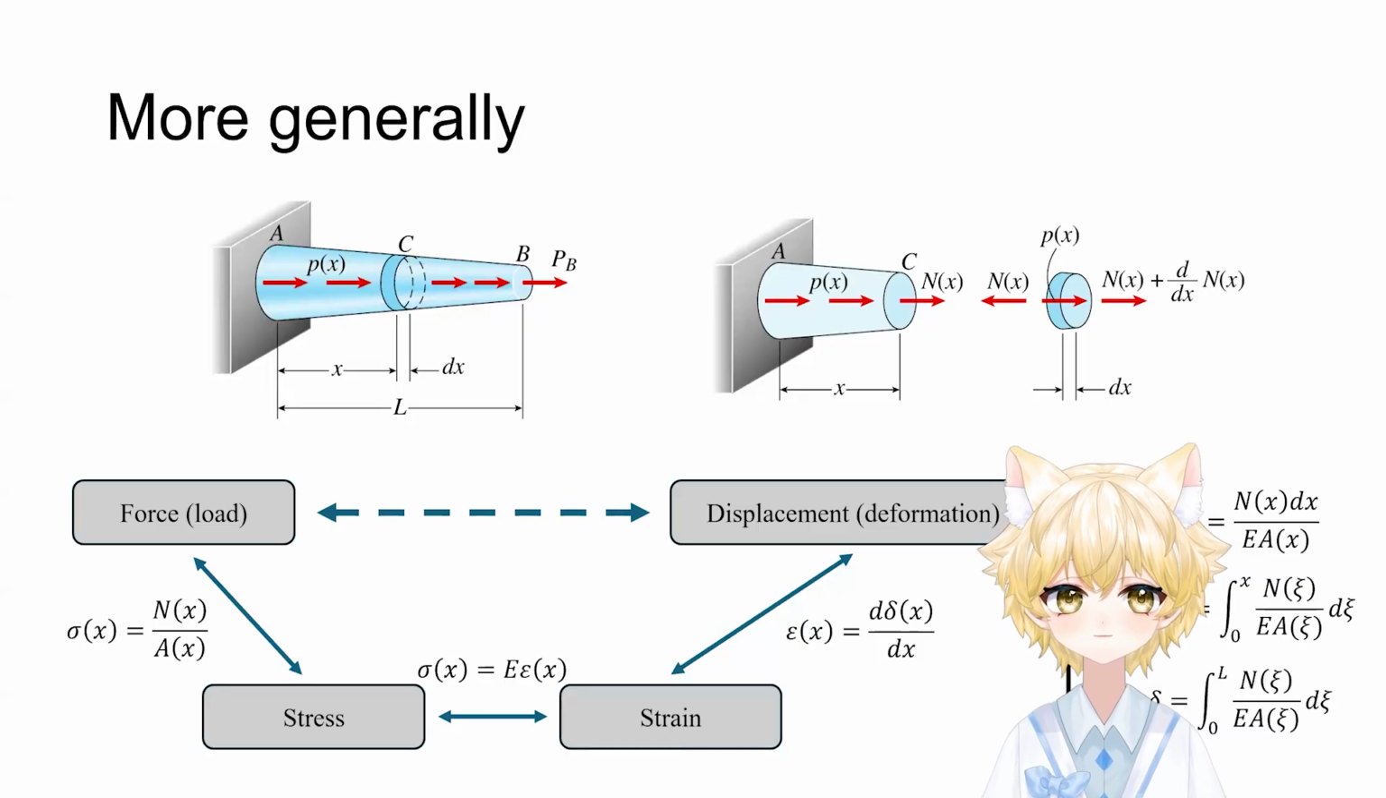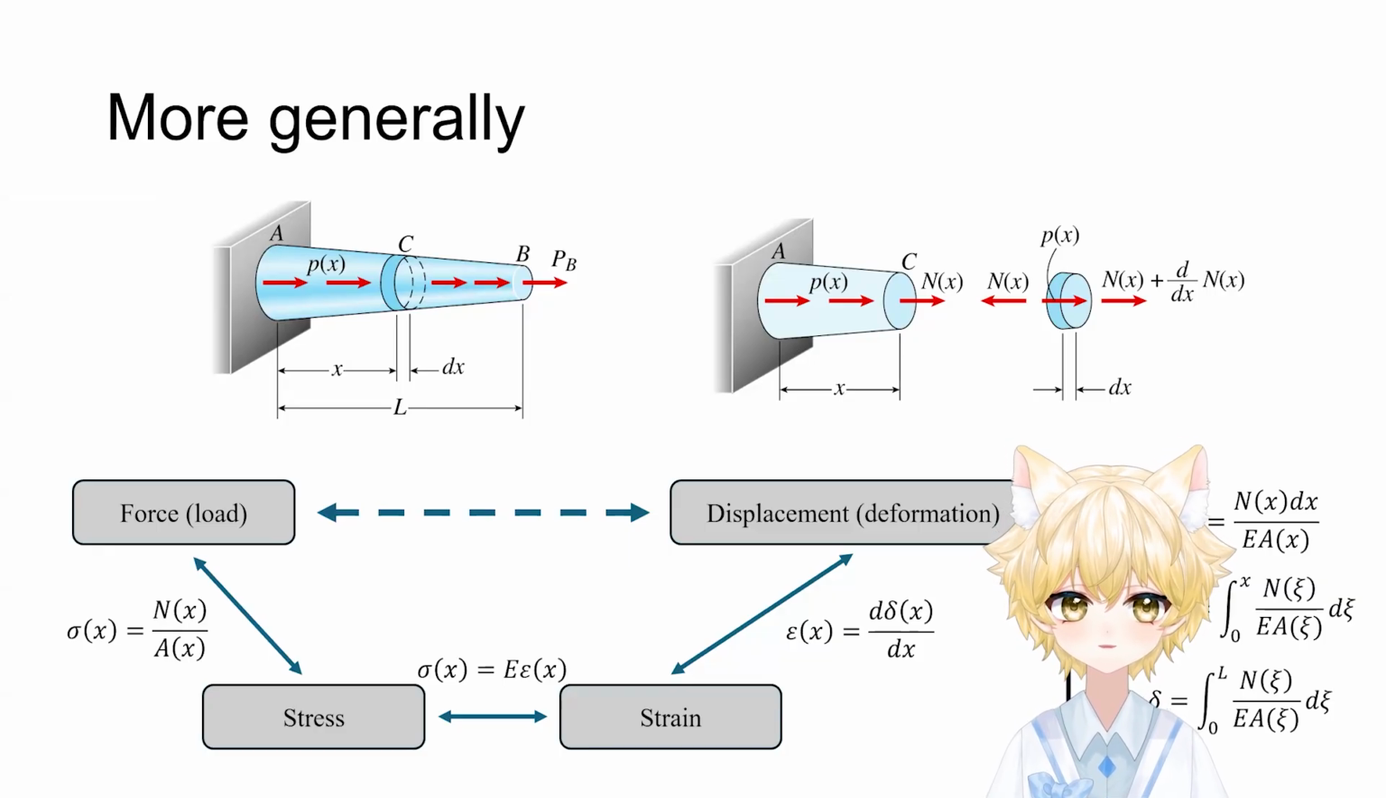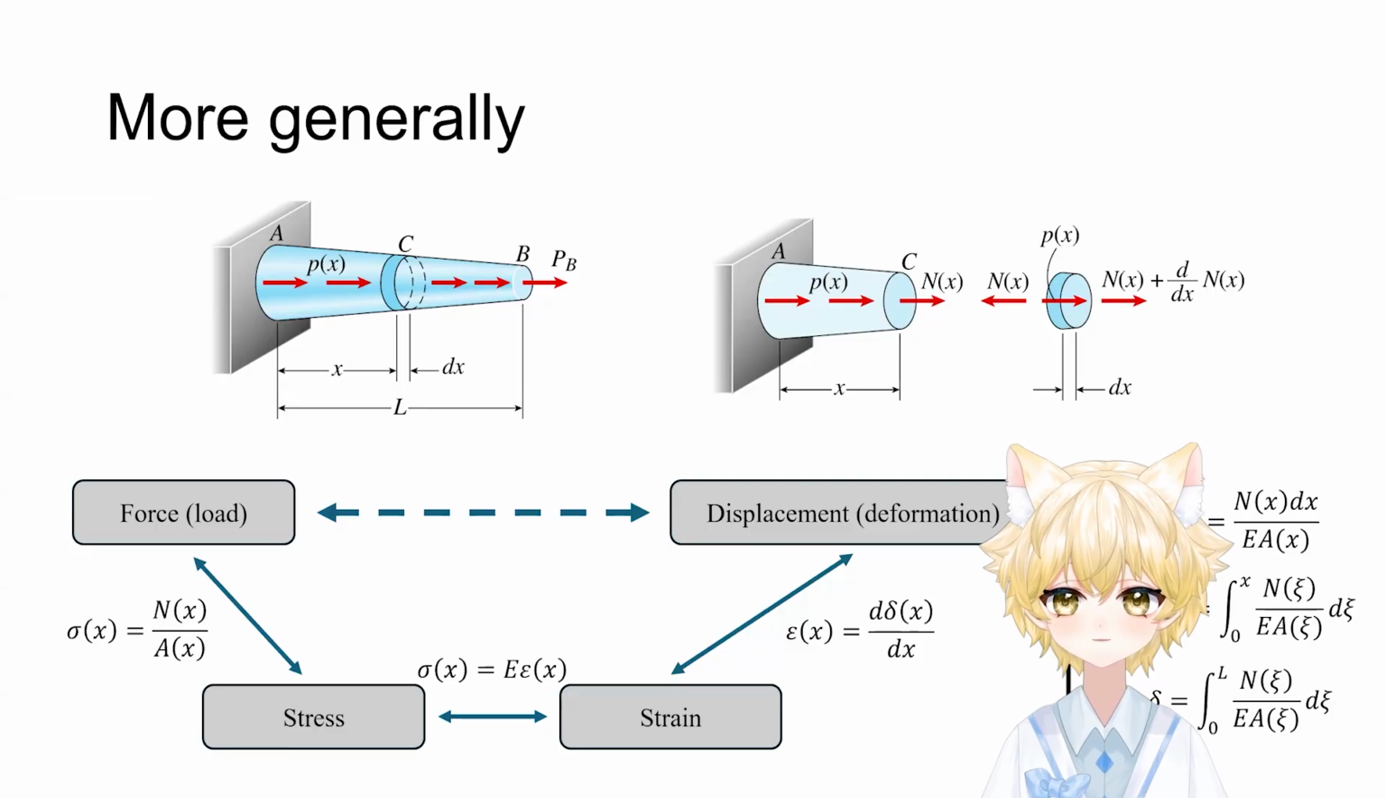Right? It doesn't have a constant area. The area A is changing. It has a distributed load P, so the internal load is still changing. So how do we find the total deformation now?